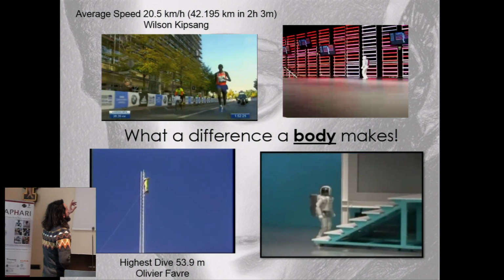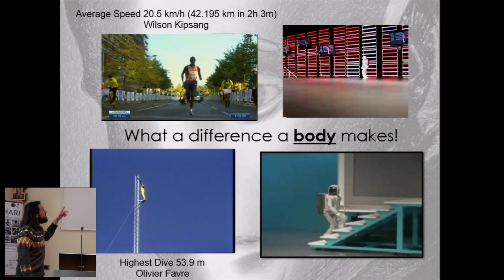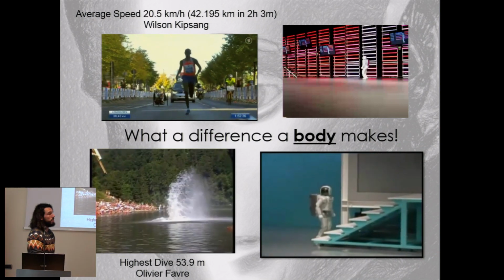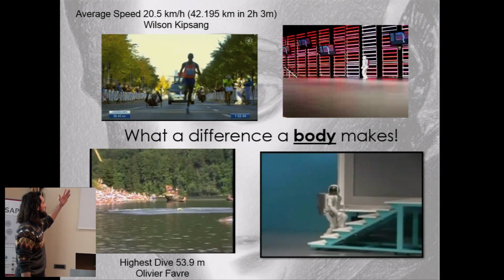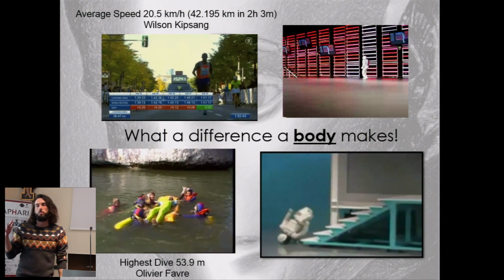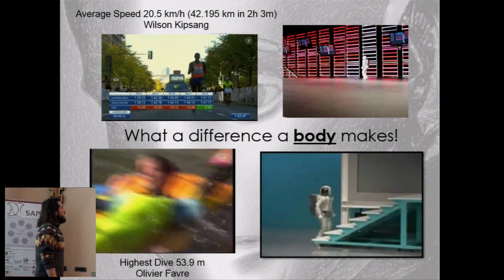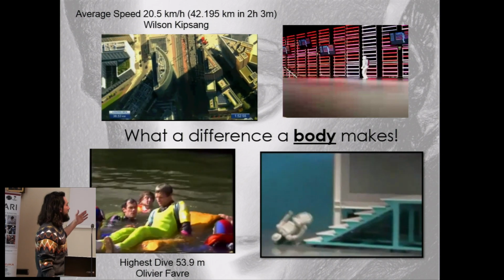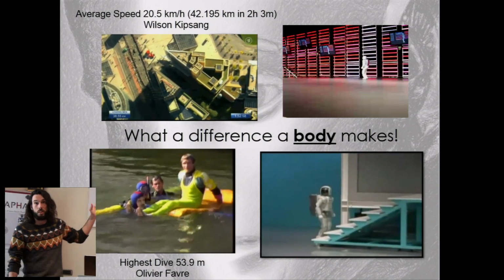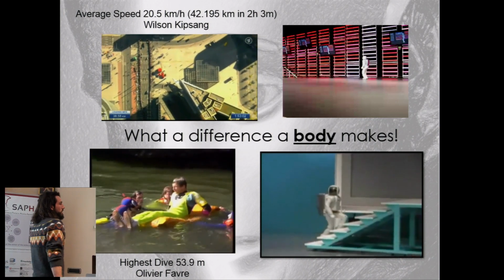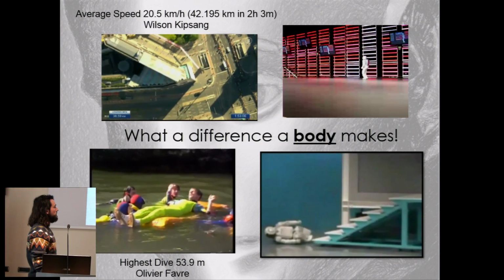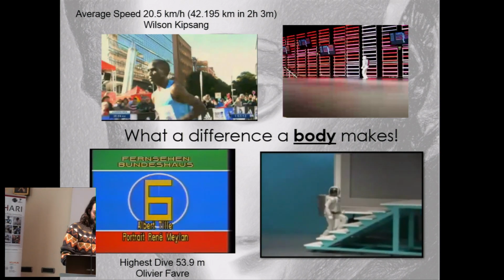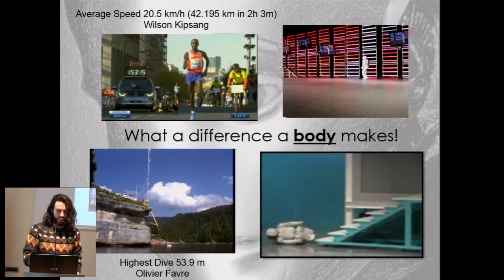Okay. Here we have the world record of the marathon. That is 2 hours and some minutes. So it means that a human being, also in this case Wilson Kipsang, can run at more or less 20 kilometers per hour for 2 hours. And if you want to speak about the robustness of our body, a man can survive a dive from 50 meters, while, as you can see, Asimo can't survive a fall from the 3rd step of a stair. Unfortunately, this is the state of the art.